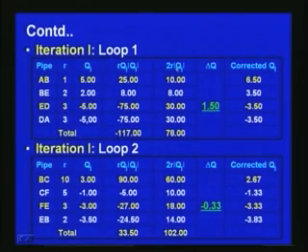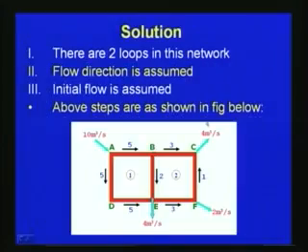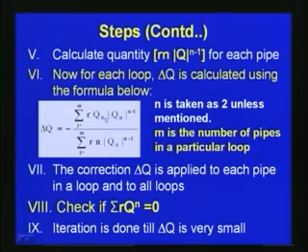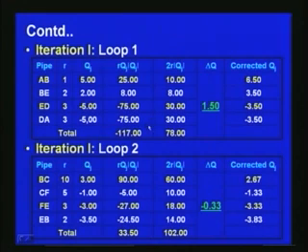So, with respect to that we write 2R modulus QJ. For the various values we can now do the calculation, and then sum them all up for the given loop. The summation will give minus 117, and the summation of these values will give 78. Now we can find delta Q using this equation for all the pipes. We get delta Q as 1.5. We will correct the assumed value of the flow by using this 1.5.